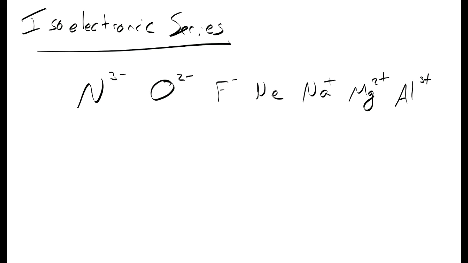Which of these is the biggest, and which of them is the smallest? A clue for helping you to figure this out might come from the name, isoelectronic series. Iso means same, electronic means electrons. Isoelectronic means same electrons. These guys all have 10 electrons.